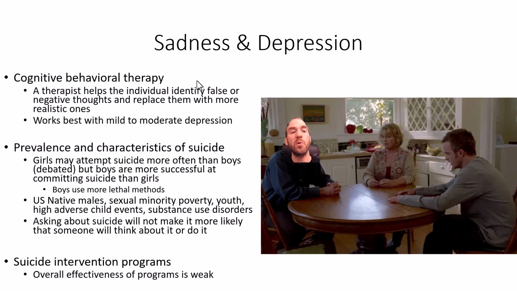Prevalence and characteristics of suicides. Girls may attempt suicide more often than boys. This is debated, but boys are more successful at committing suicide than girls. Boys use more lethal methods. U.S. natives, males, sexual minorities, people who live in poverty, youths who grew up with high amounts of adverse childhood events, and those with substance use disorders are at higher risk of attempting suicide. Asking about suicide will not make it more likely that someone will think about it or do it. Suicide intervention programs: overall effectiveness of programs is weak.